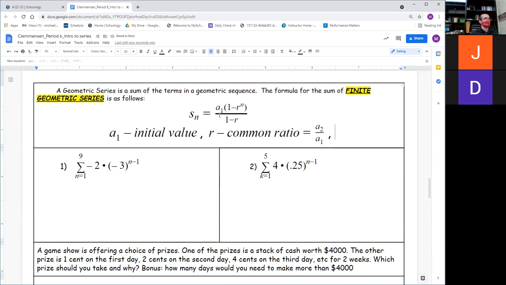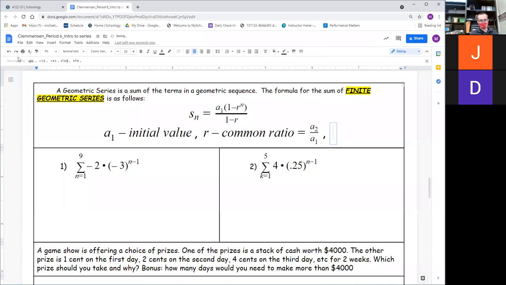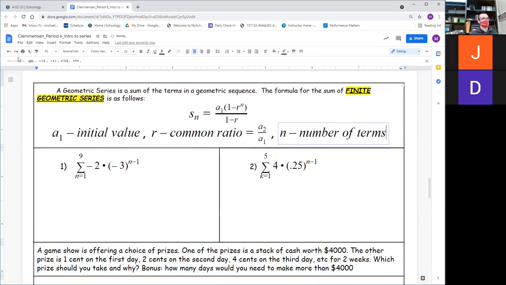And then finally, we have our n, which is the number of terms. So that's what we're going to be finding. We're going to find our initial value, our common ratio, and our number of terms. Now, what's nice about it being already in this form is that our common ratio will always be whatever is being raised to that power.